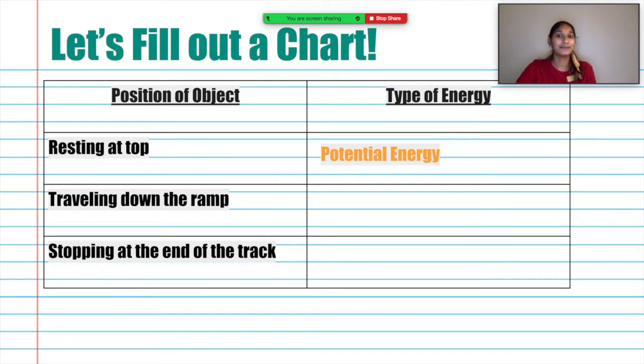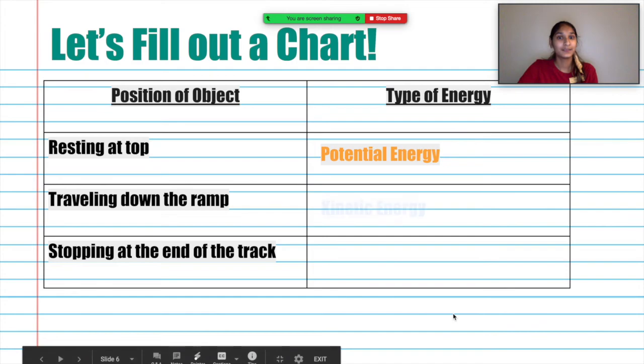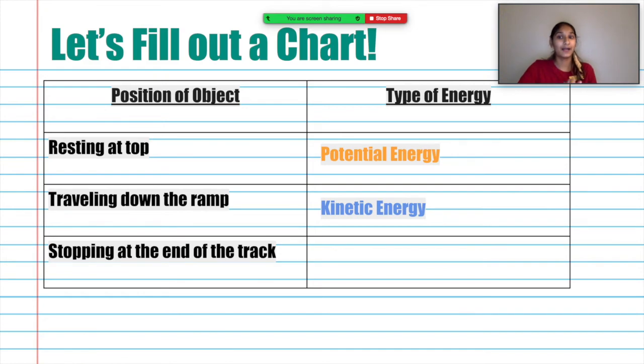When the object was traveling down the ramp, what type of energy do you think it had? If you said kinetic energy, great job. Because when the object is traveling down the ramp, it's moving, which means it has kinetic energy. Lastly, when the object stopped at the end of the track, what type of energy do you think it had? If you said potential energy, that's right. When the object stops at the end of the track, it's no longer moving, so it's back at potential energy.